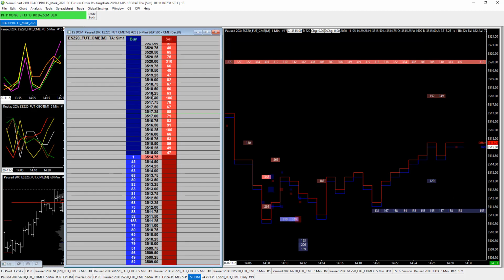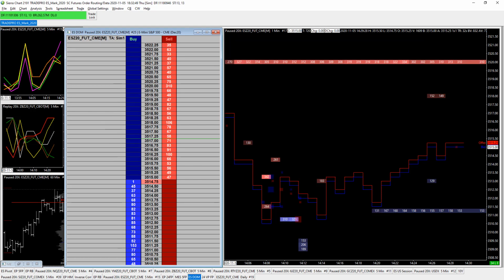If I just scroll up a little bit here, there we go. You can see that the big offer here, 310 at 35.20s, is the largest offer that we see on the DOM in and around this price range. The largest bid inventory right now is 153 at these 35.11 quarters, and that's effectively what we're seeing on this heat map.